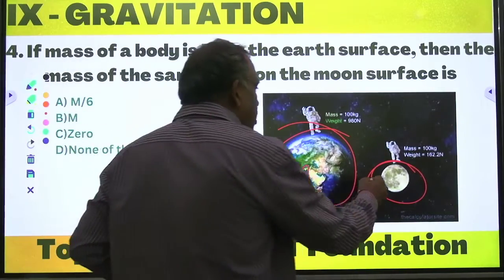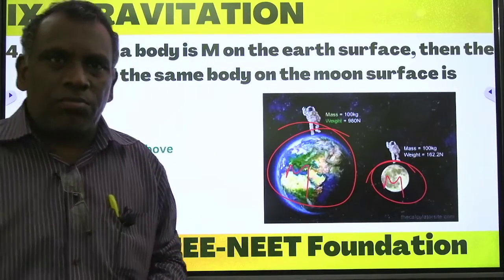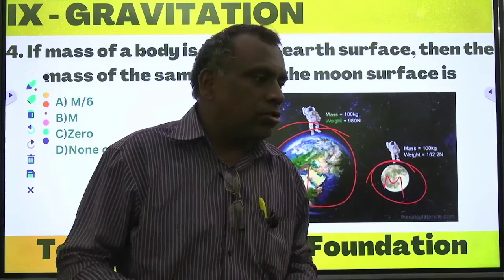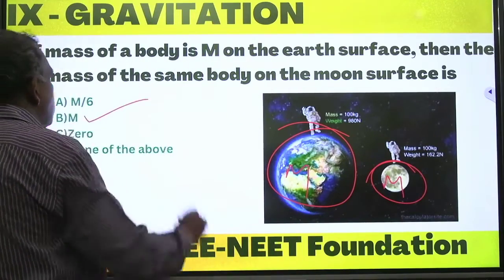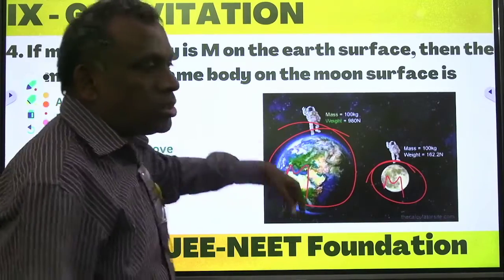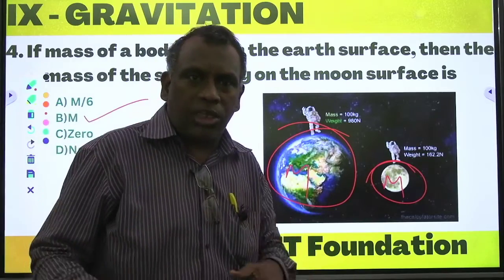What will be the mass of the body on the moon? See, mass does not change. Mass remains the same at any place in the universe. That's why the mass of the body on the moon also will be the same m. It is not going to change any mass.